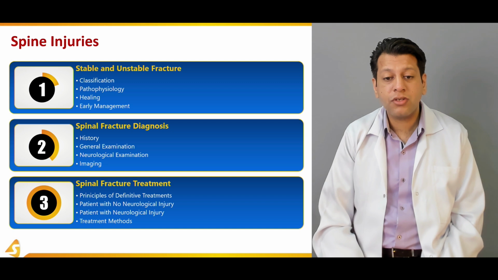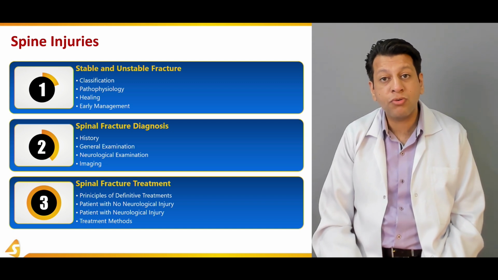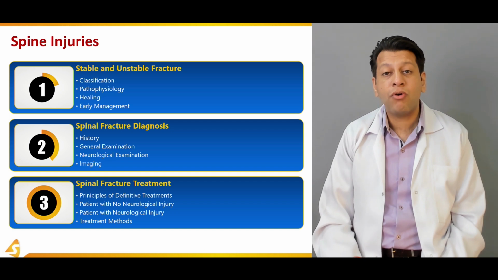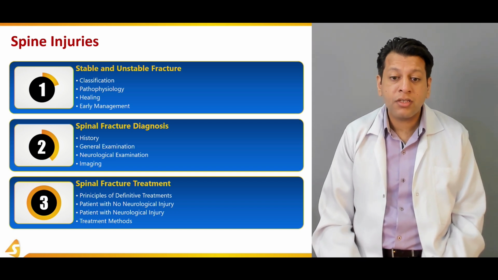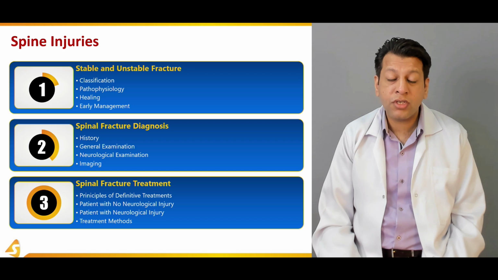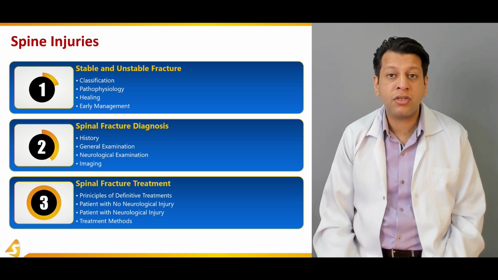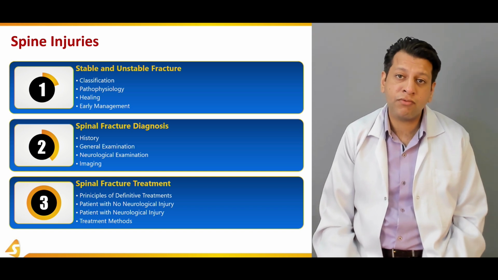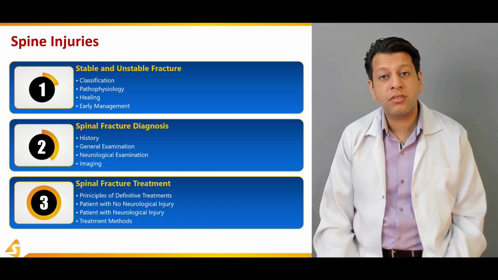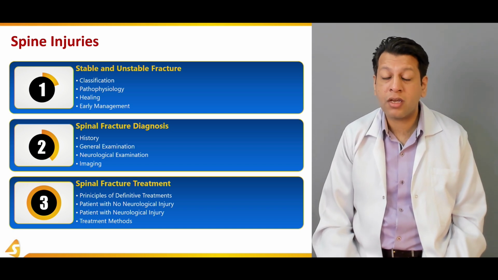Then in the second section, we will briefly go through the classification of the spinal fractures and how to diagnose them. It starts with the history, then general examination, then the neurological examination and how to assess it, especially how to rule out spinal cord dysfunction or complete neurological injury from spinal shock, and what is sparing in spinal shock, especially the sacral sparing.